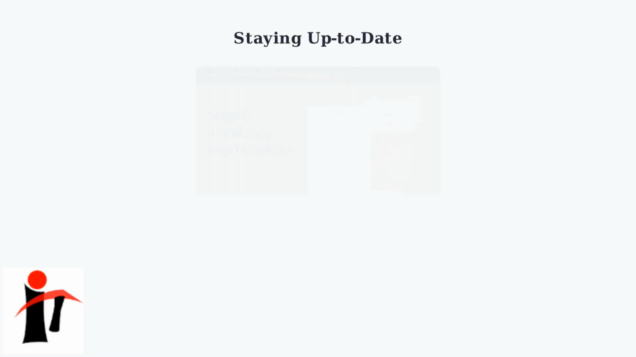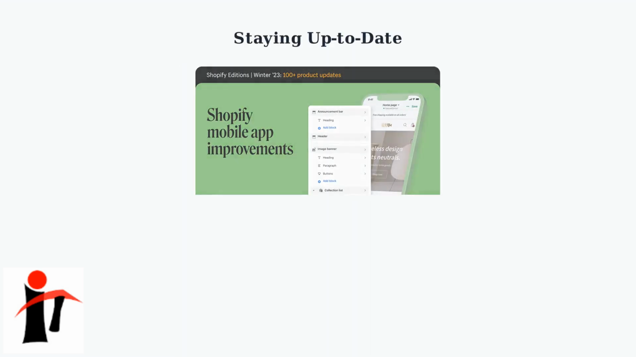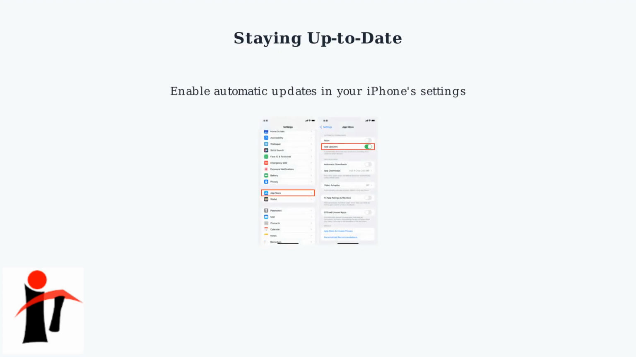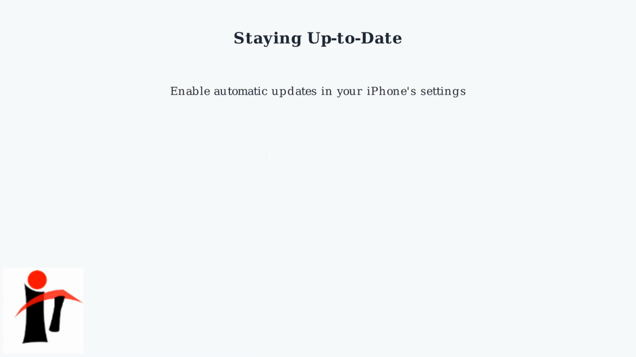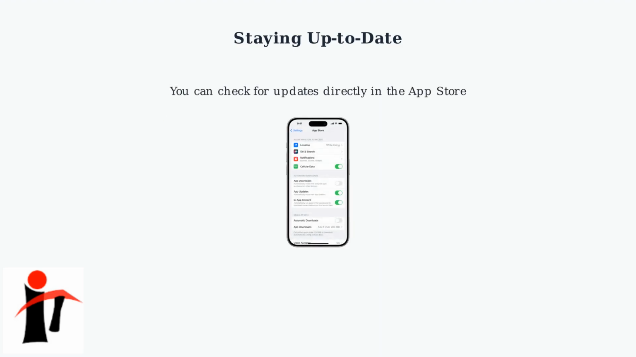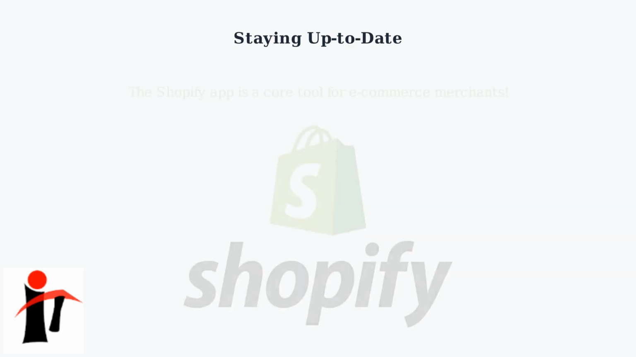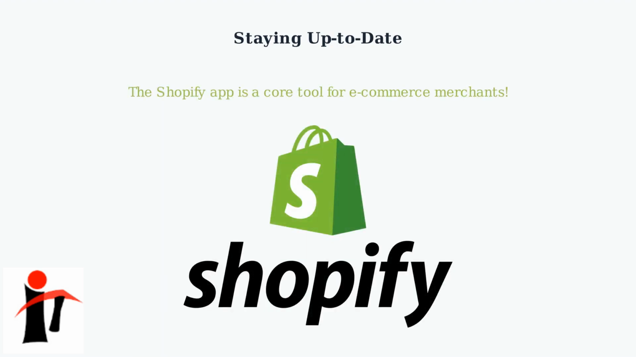Keep your Shopify app updated to the latest version to benefit from new features, security enhancements, and bug fixes. Enable automatic updates in your iPhone settings to ensure you're always running the most current version. This ensures seamless updates without manual checks. You can check for updates directly in the App Store. Regular updates maintain optimal app performance and security. The Shopify app is a core tool for e-commerce merchants.